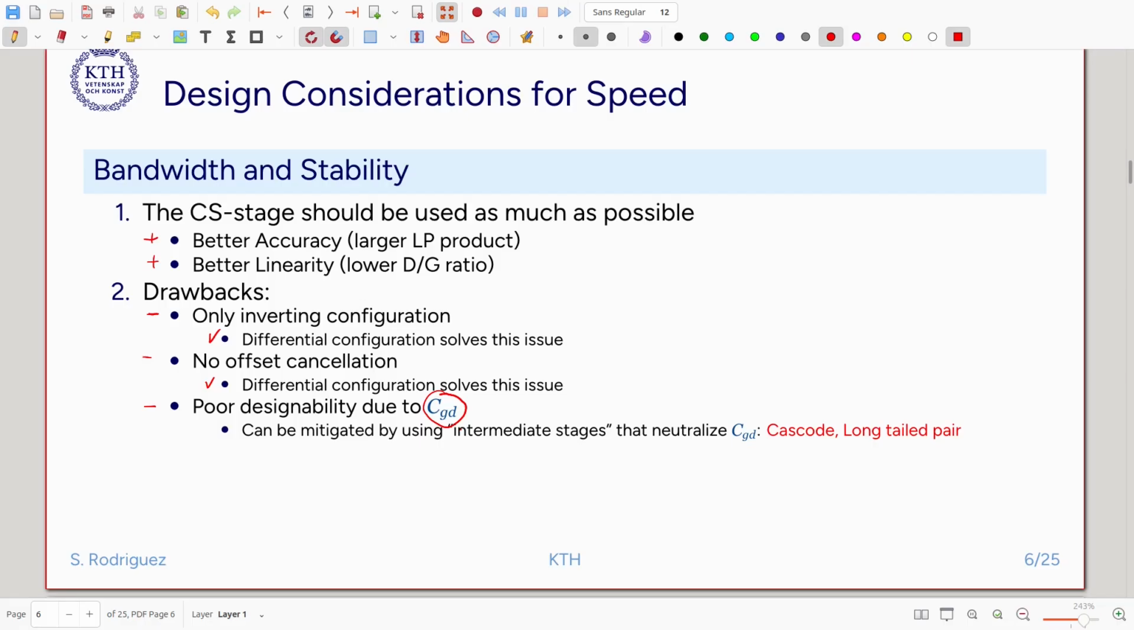Now these issues can be mitigated to some extent by using a cascode configuration, as we saw before. The cascode isolates CGD very nicely, so it is not connected from the input to the output, but just to the intermediate node, or also by using the long tail pair.